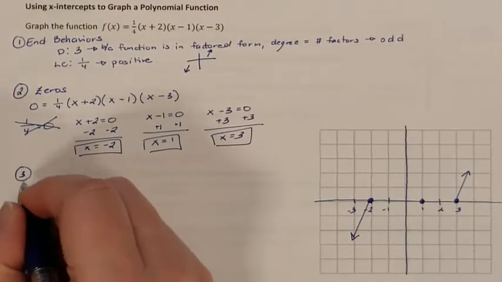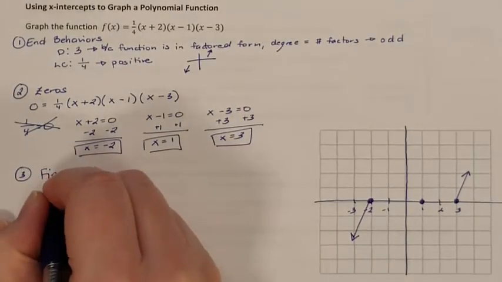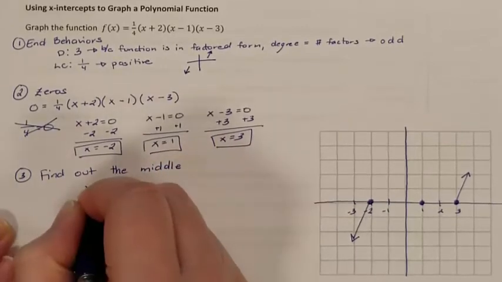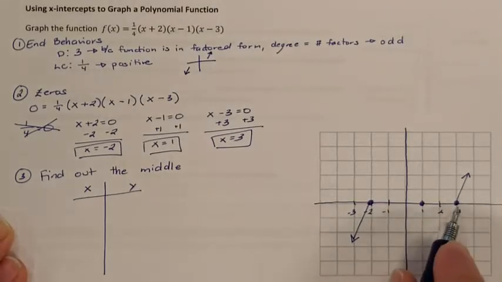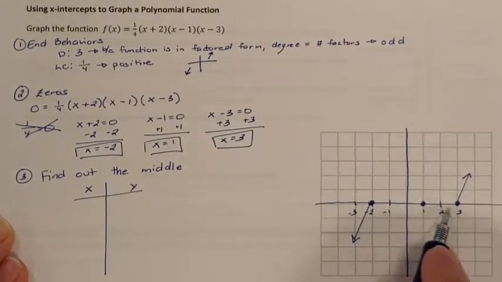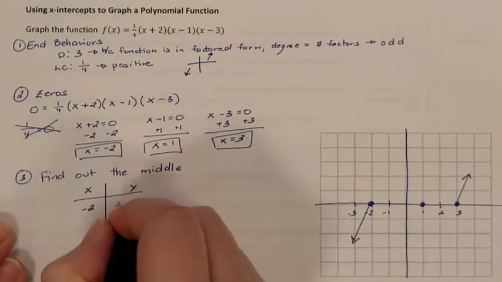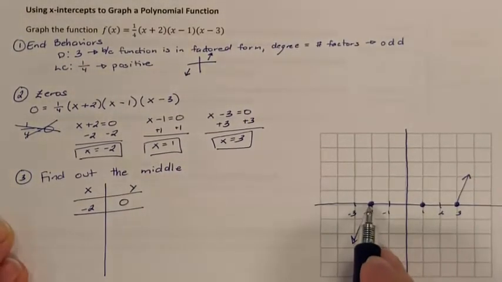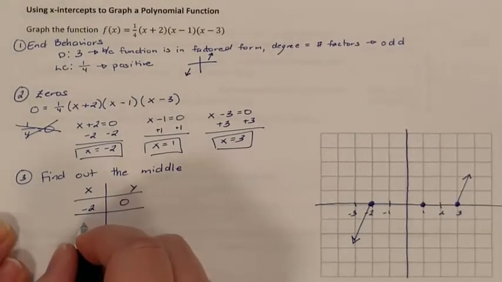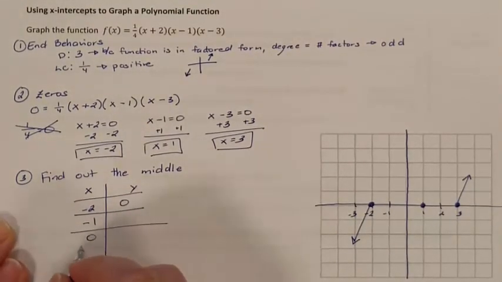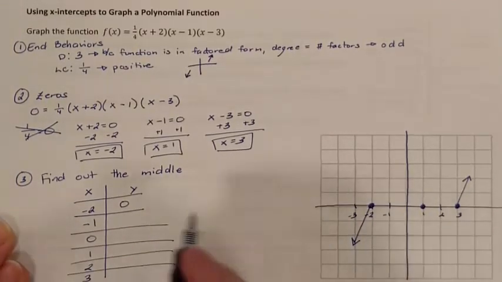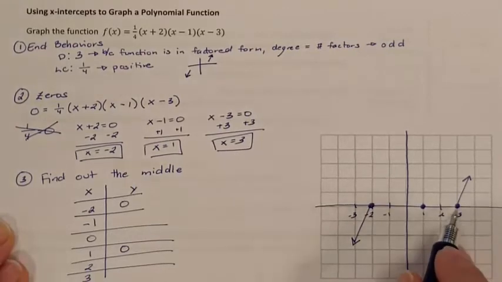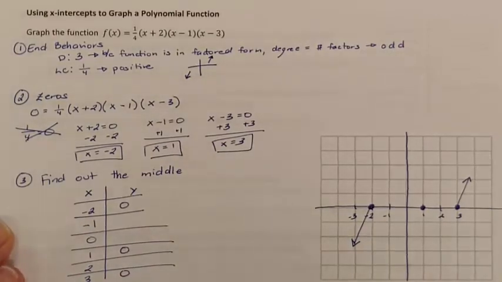So step number 3 that we're officially now allowed to do is to find out the middle. And we find out the middle using your XY chart. We know these 3 points. I need to figure out what happened between and between. So I had the point -2, 0. I need to know what happens all the way to the last one at 3. So I want to figure out what happened at -1, 0, 1, 2, and 3. I already know what happened at 1. I landed on the x-axis. I already know what happened at 3. I landed on the x-axis. So I only have 3 more points that I need to find.